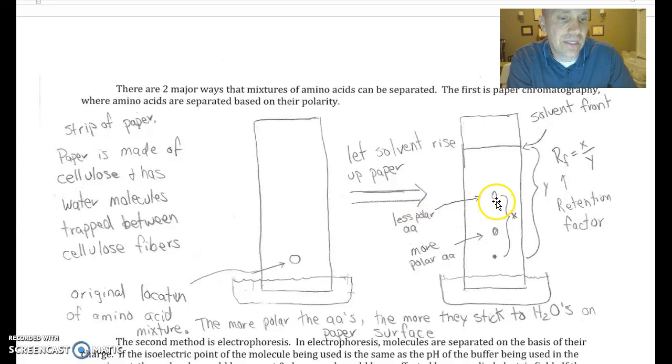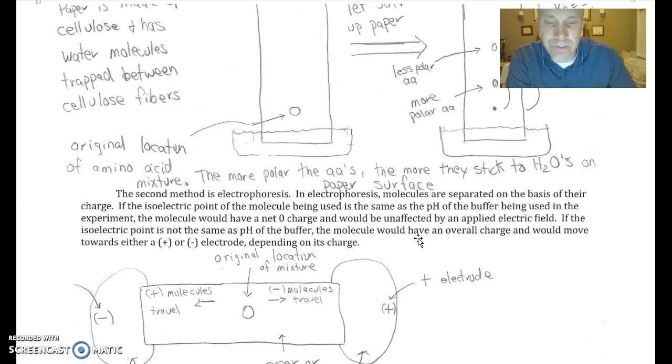And you can end up seeing that however far something travels is going to be specific to that particular amino acid. And so you can see what types of amino acids are in that mixture. In this video, I want to talk about probably a more common method for separating amino acids, which is electrophoresis.